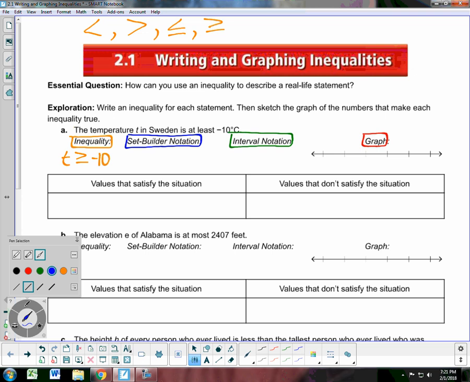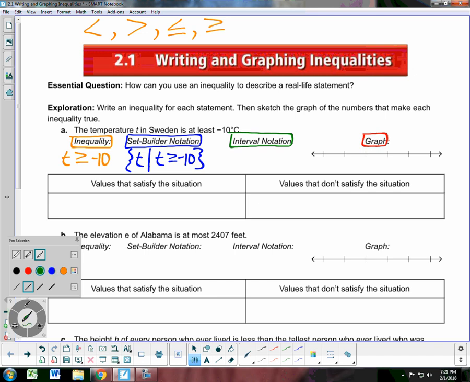Now, set builder notation uses these fancy brackets, curly brackets. You state the variable that you're focusing on. In this case, it's t. Then we use a vertical line. It's kind of like half of an absolute value, one of the bars of an absolute value. And the way you read it is that line means such that. So all variables t such that t is greater than or equal to negative 10. So it's very similar to the one we just wrote in orange for inequality. So that's set builder notation.